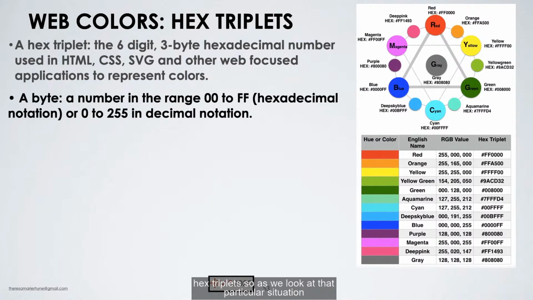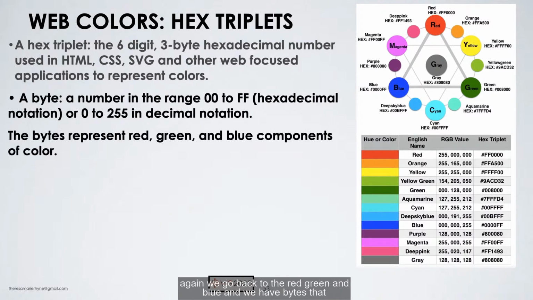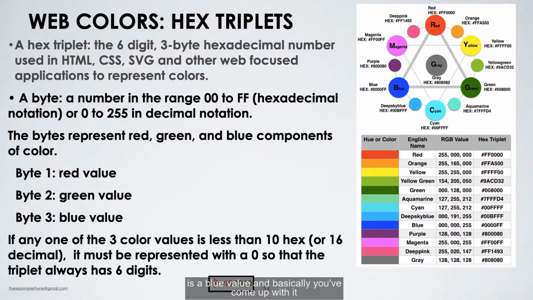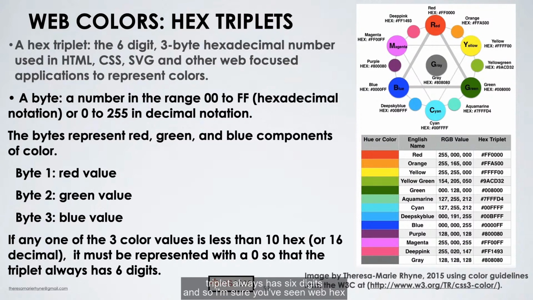As we look at that particular situation, again, we go back to the red, green, and blue, and we have bytes. A red value is byte 1, byte 2 is a green value, byte 3 is a blue value. And basically, if any of the 3 color values is less than 10 hexadecimal, it must be represented with a 0 so that the triplet always has 6 digits. I'm sure you've seen web hex triplets before in terms of defining colors, and I show you some examples here.